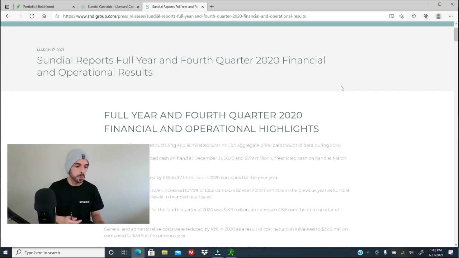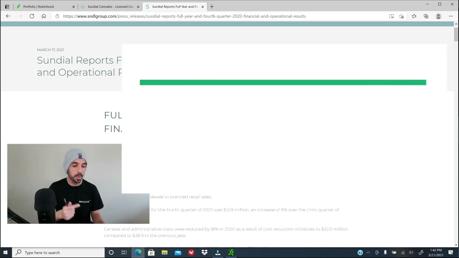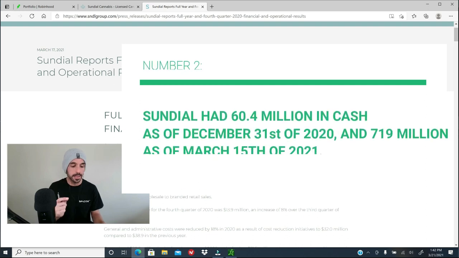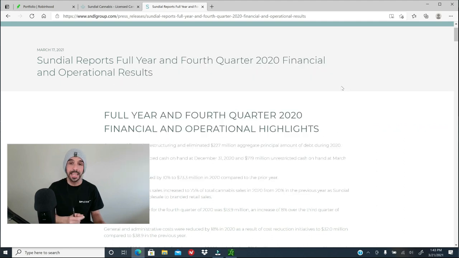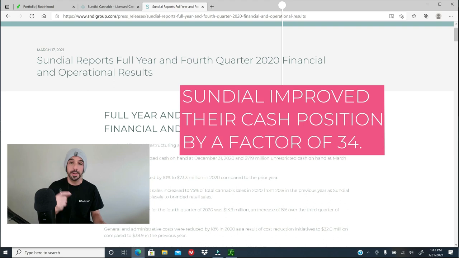Number two, Sundial Growers has $60.4 million unrestricted cash in hand at December 31st, 2020, and $719 million unrestricted cash in hand at March 15th, 2021. And as of September of last year, they had on their balance sheet only $21 million in cash and cash equivalents, okay? This is an improvement in their cash position by a factor of 34. Very, but very interesting, okay?